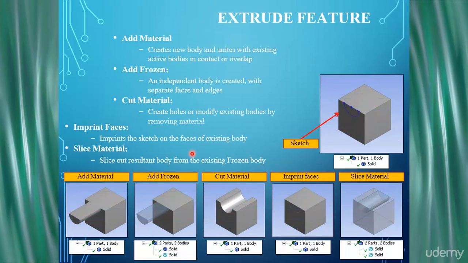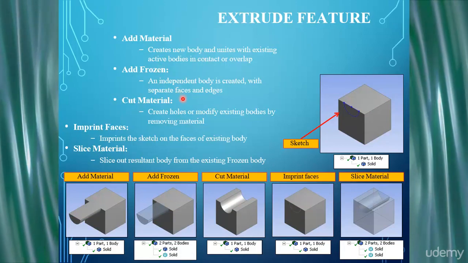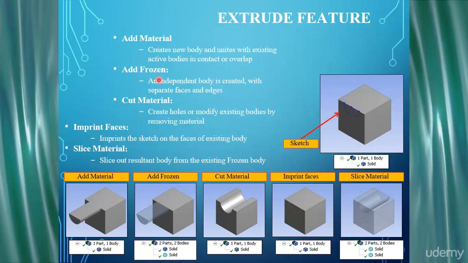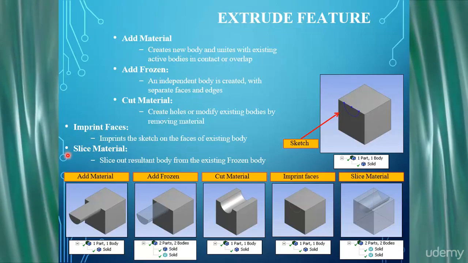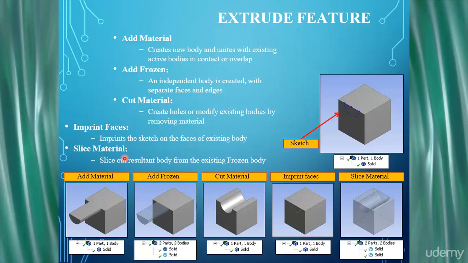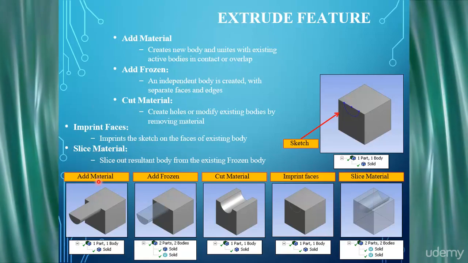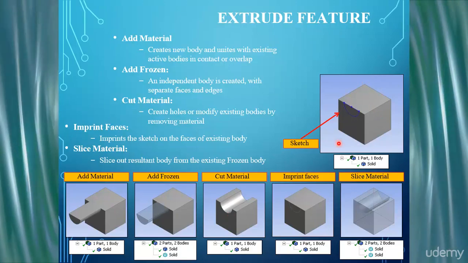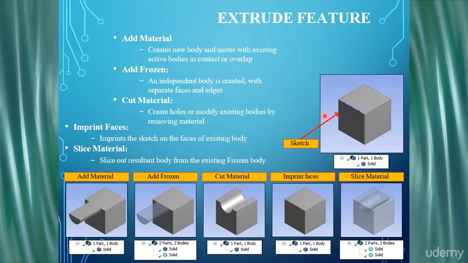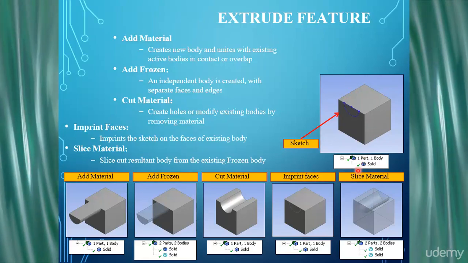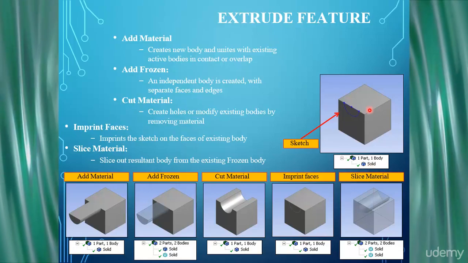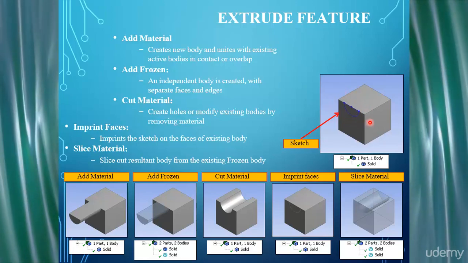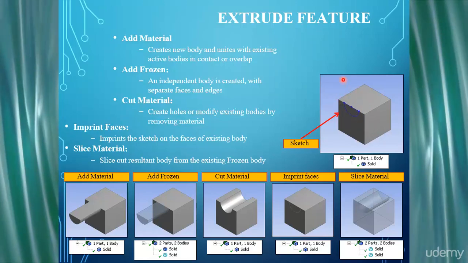So here are some of the options for extrusion that are available, and they're listed down here as we saw in the previous slide. We can add material, we can add frozen, we can cut material, imprint faces, and we can slice material. The results of all of these types of options can be seen at the bottom here, with the base geometry being shown on the right hand side of the screen. So here we have this cube, which is 1 part 1 body, and it's an active body because it's opaque, and we have this sketch which has been created on a plane which has been created on the face of the cube.